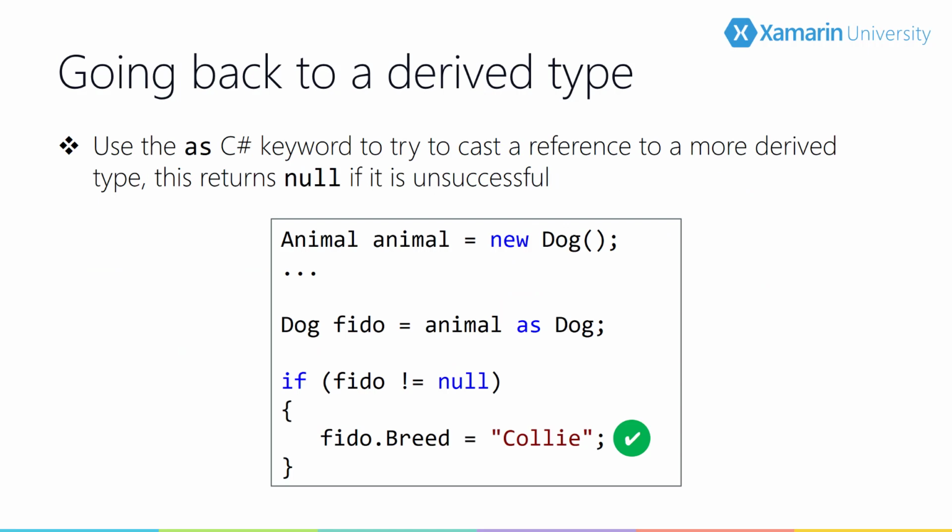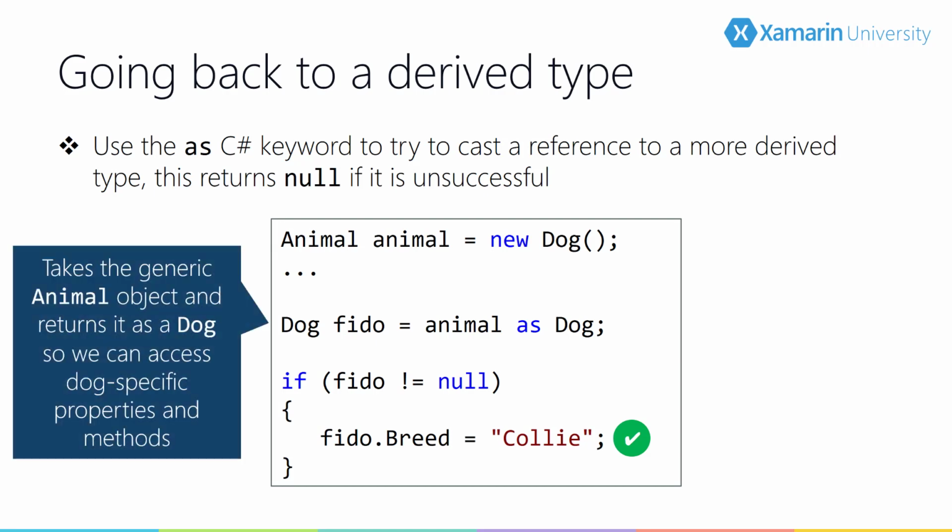So like I said before, if you have a situation where you have animal equals new dog, we know that behind the scenes, animal is really a dog. Animal is really pointing to a dog. We just can't see the dog things because we're looking at it through the eyes of an animal. But we know it's a dog, so if we want to get the dog traits out of it, we can convert it back into a dog variable. And we could do that using many different techniques.